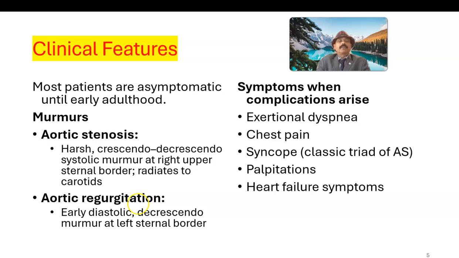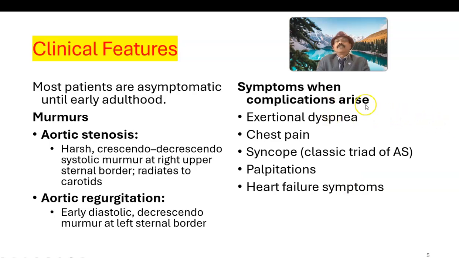So here, left sternal border, diastolic murmur. Here, right upper sternal border, and this is a systolic murmur.